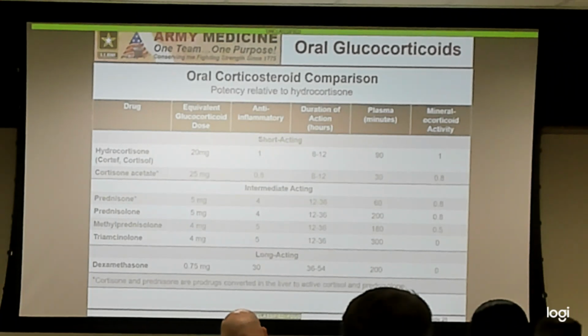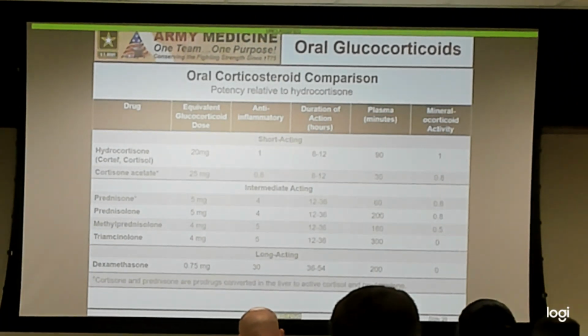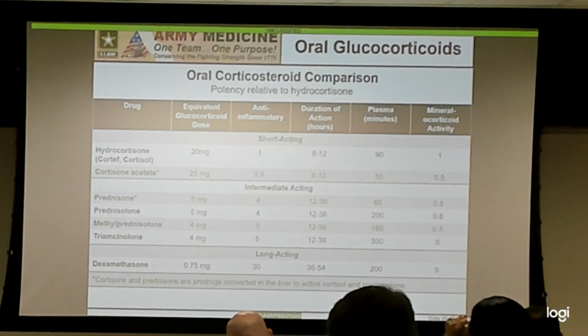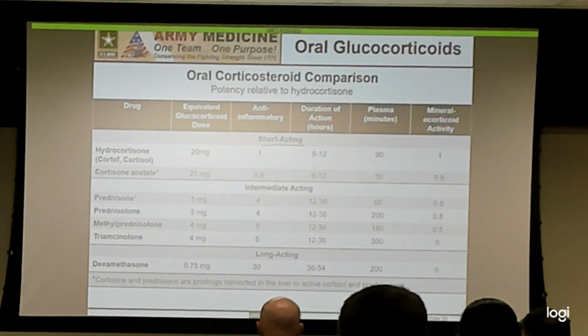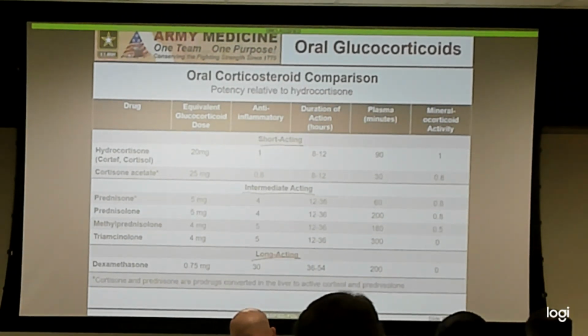And this is why, as y'all have been going through different lectures, you see that we use certain things for certain conditions. This is why it's all based on the potency of those medications to our hydrocortisone, okay? So I just need you to remember which class they fall into, and that's it. And if it's stronger or weaker, okay? So that should let you know, is it stronger or weaker than your hydrocortisone?